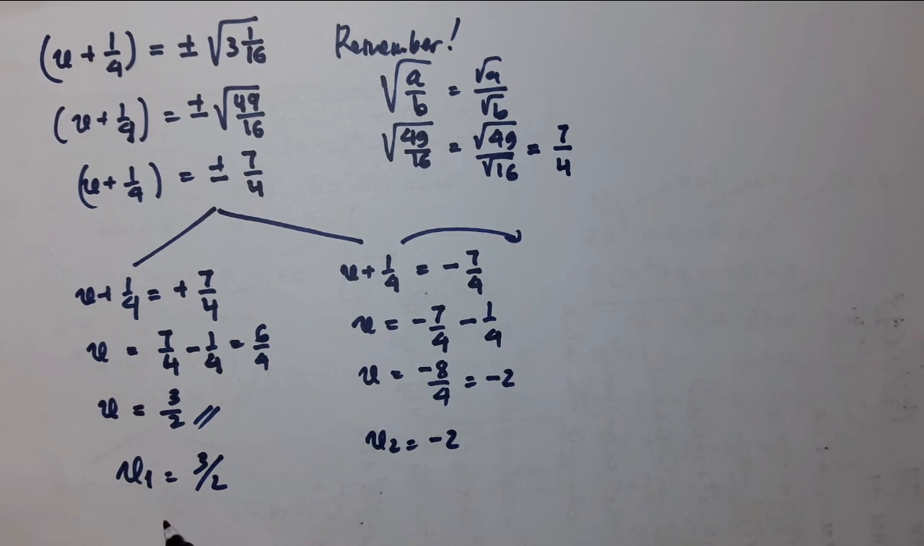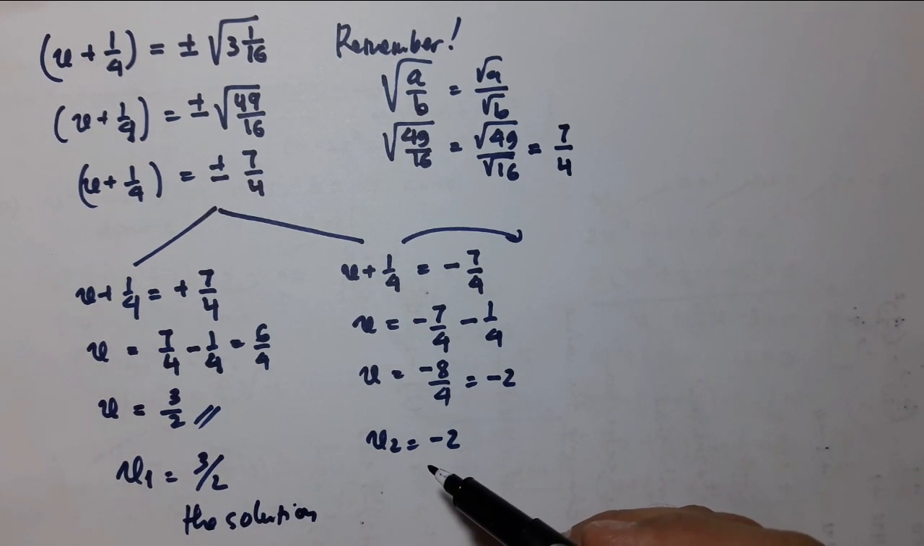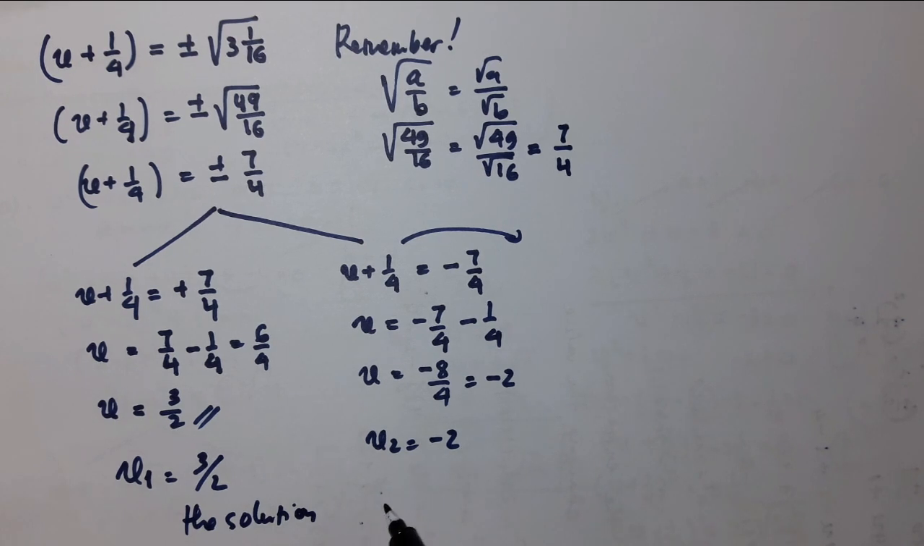Clear? So the solution of this question is minus 2 and 3 over 2. Clear, everyone? Okay, clear? Okay.